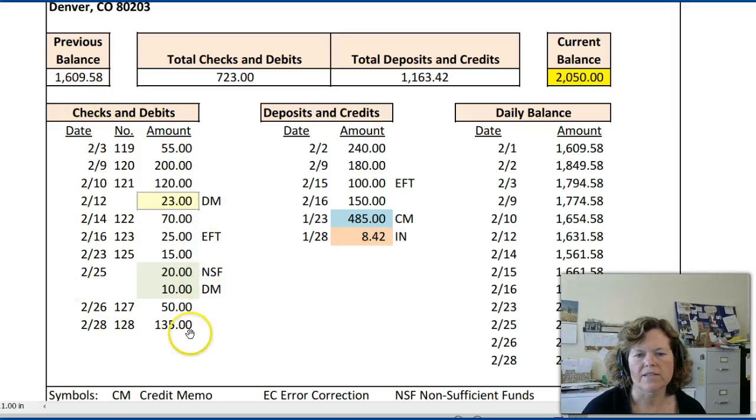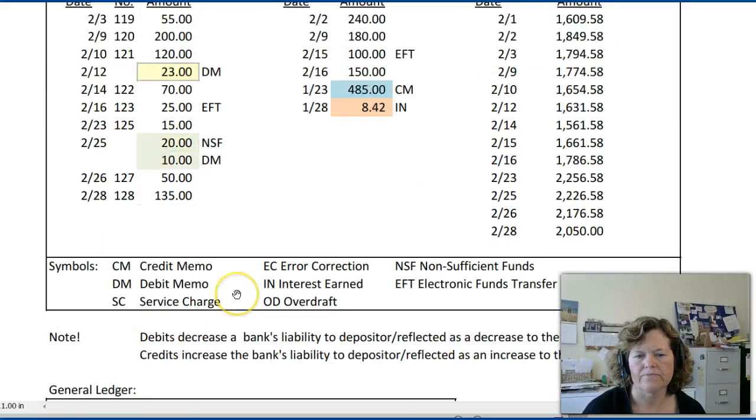Listing here, we've got checks and debits. These are items that will total up to the 723. Here we've got detail for deposits and credits. They're going to total up to the 1163.42. And here you've got a listing of the daily balance in the account for each day. Down below here is the key for some symbols that are used up above.